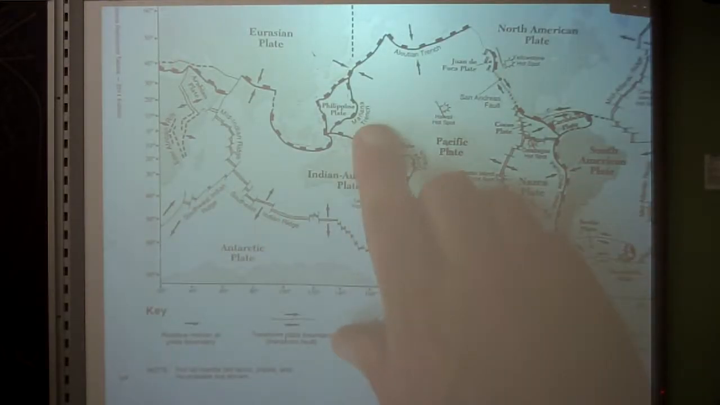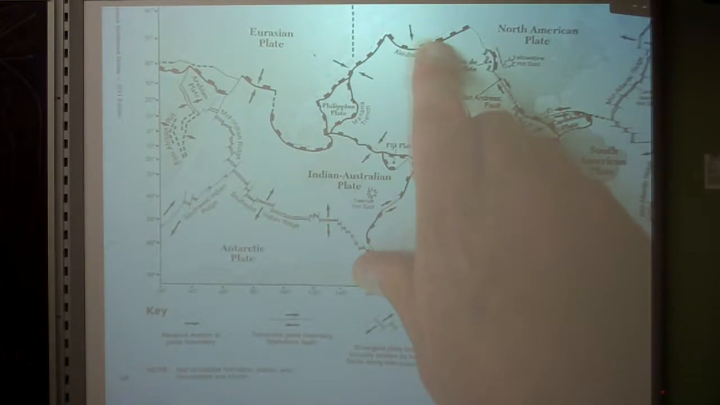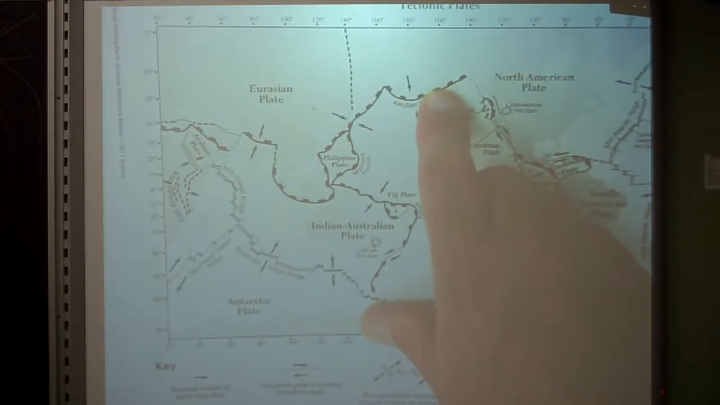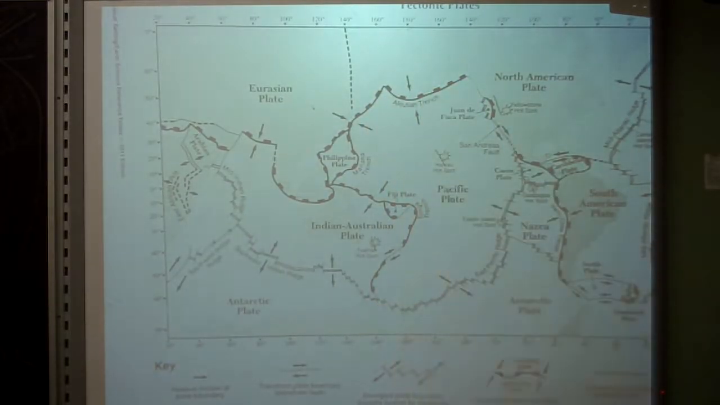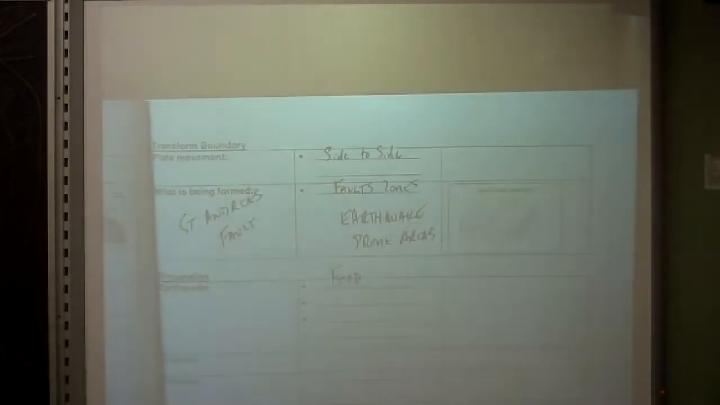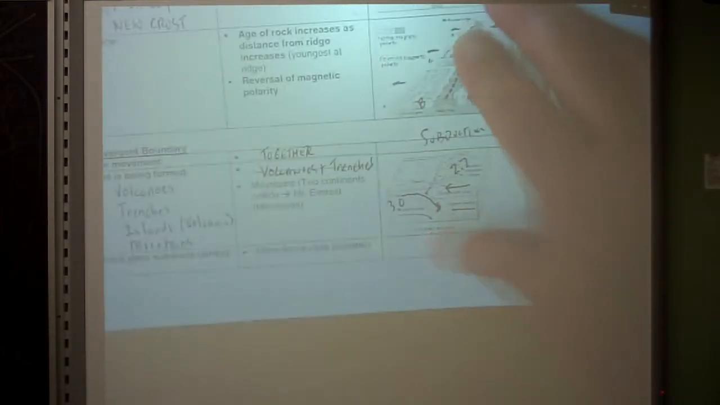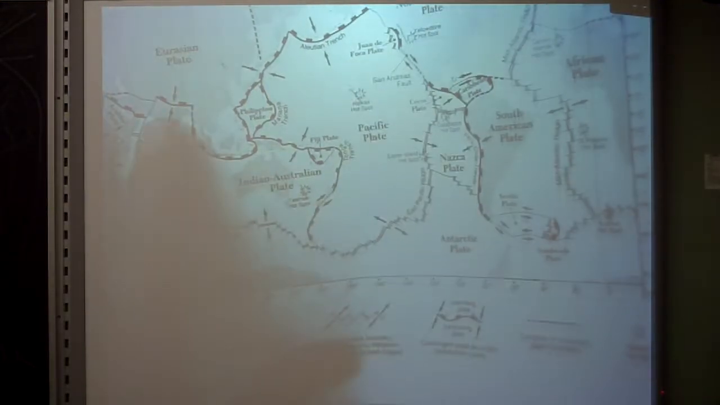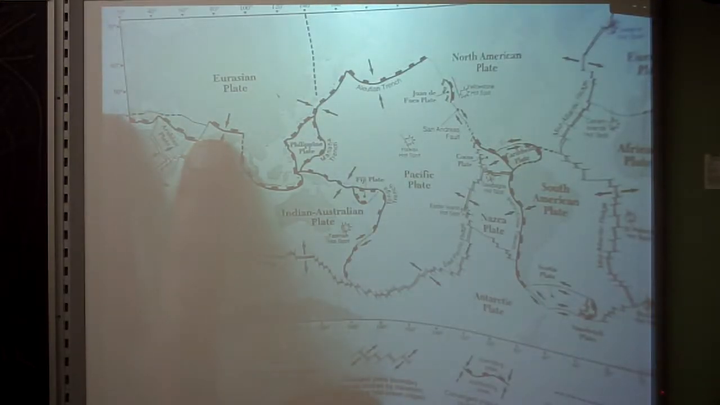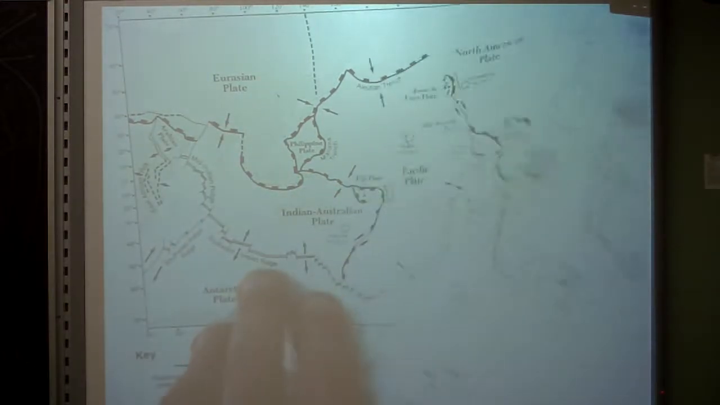You also see that we have trenches here. We have these little tiny islands along here. Those islands are volcanic islands. So those are our subduction zones or our convergence zones. And we'll find things like mountain ranges as well in places like where India is crashing into Eurasia, right?